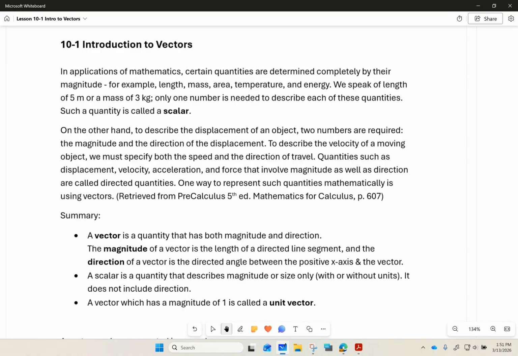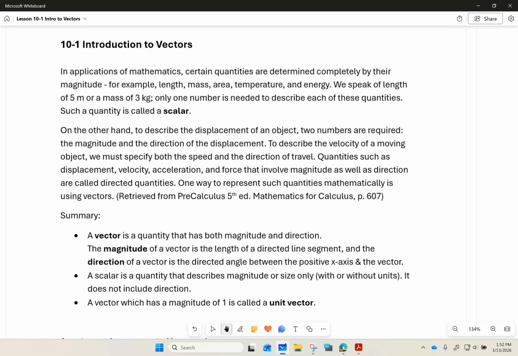So in summary, these two paragraphs are just helping you draw a comparison between quantities that are known as scalar and those types of quantities that are called directed quantities that require us to involve magnitude and direction. And one way to represent these new quantities that we call directed quantities is using vectors. And that's what this chapter is going to be all about.